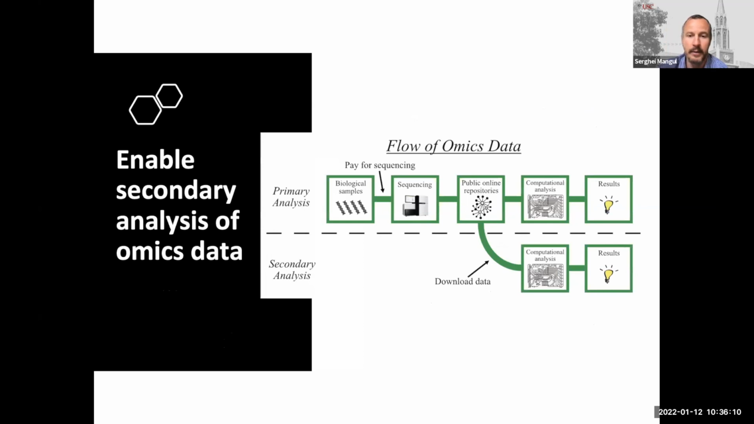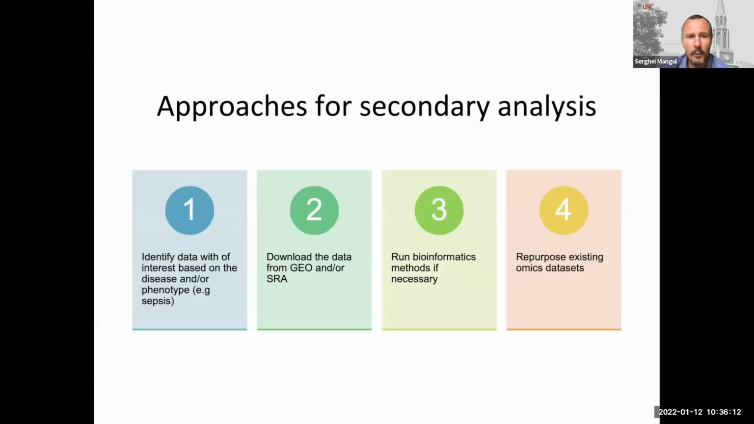Okay, so this is what we heard. To summarize, what is the approach to do secondary analysis? First, you need to access public data. You need to identify data of interest based on the phenotype. Let's say you're studying all the people with a certain disease, people of a certain ancestry, whatever the phenotype is. Learn how to download the data from GEO and SRA, run bioinformatics methods, which we'll learn here, and repurpose if necessary. Repurpose is just another way to say that you will run specific bioinformatics methods.